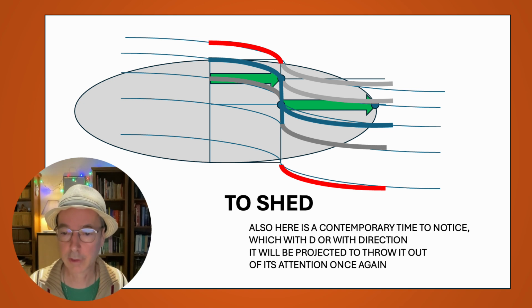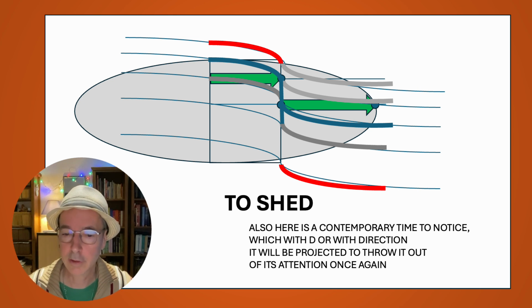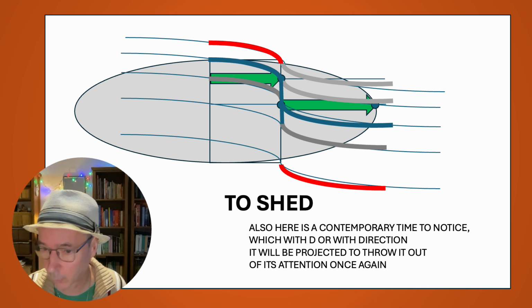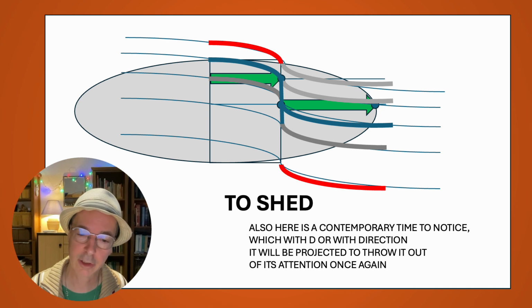Where also here is, of course, a contemporary time where I notice it from what it is. And thanks to the D, it will have a direction. This direction will go back outwardly, and I throw it out of my vision again, out of my attention again. So that's more or less how you can understand the word from the positions of letters alone.